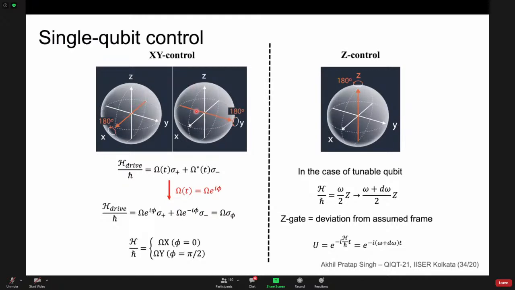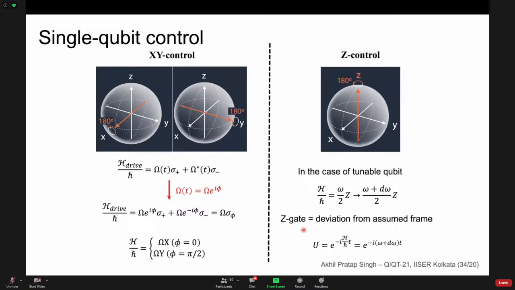How about Z control? You can make Z control very effectively in superconducting qubits, especially in transmons, because in a transmon you don't have an external flux bias to change the frequency. You just have fixed frequency transmons. So what you do is, instead of 0 and pi/2, you use some particular phase for your microwave drive. And what it does is just change the frame of reference for your qubit.